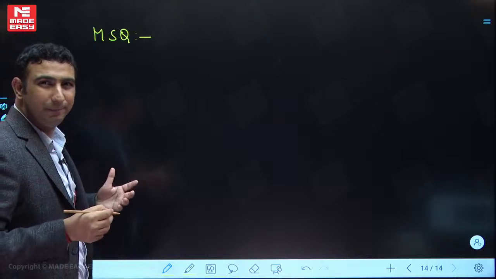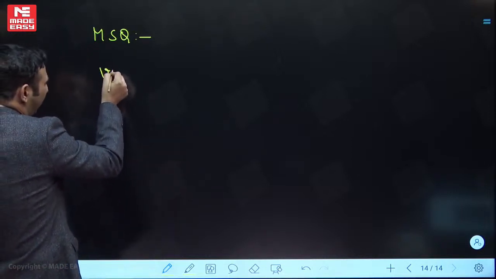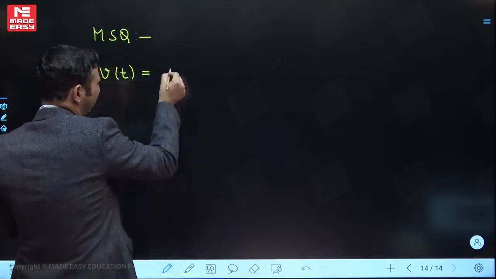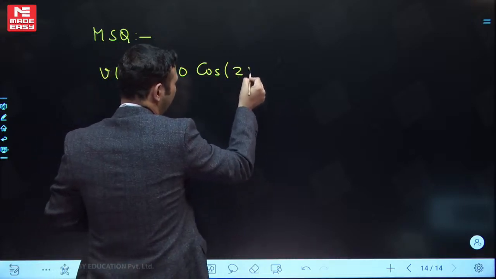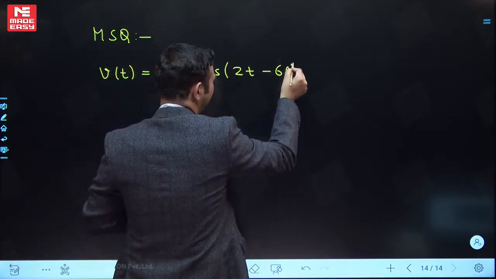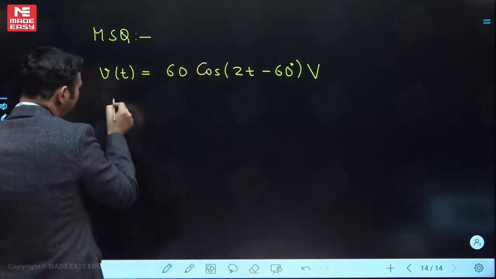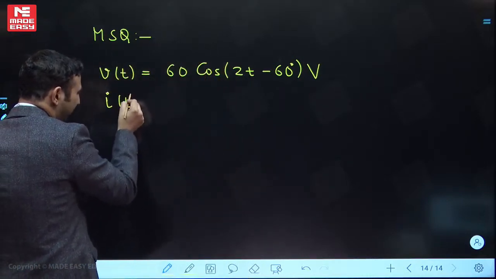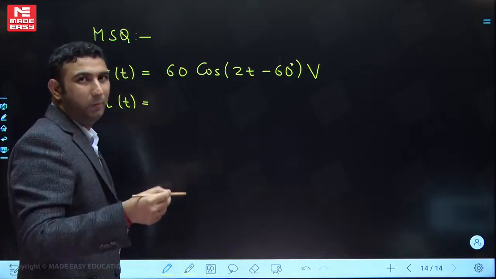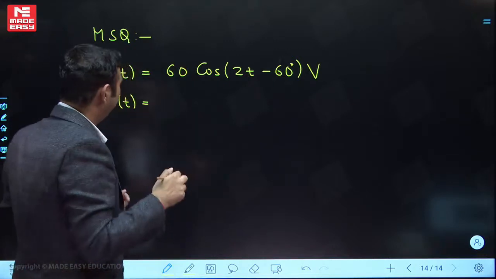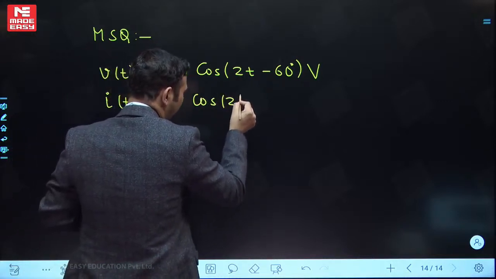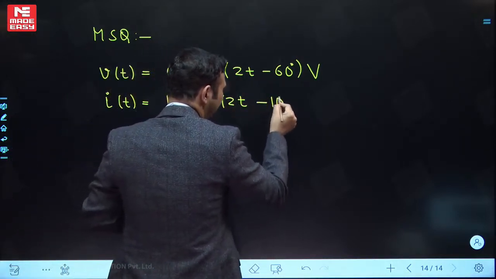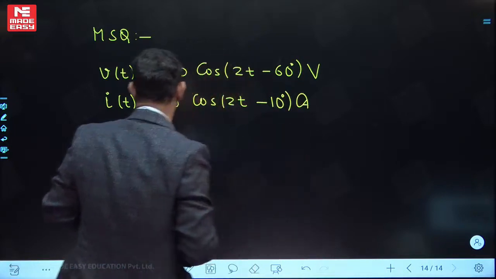Let me frame the question, okay? The voltage across some element is 60 cos(2t − 60°) volts, and the current flowing through the element in the direction of the voltage drop, I want to say that the element is a load, is 10 cos(2t − 10°) amperes.